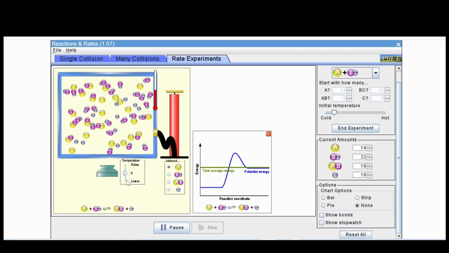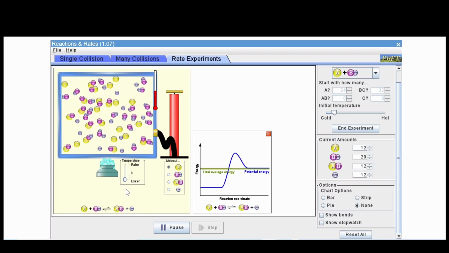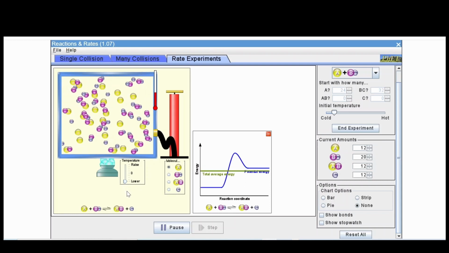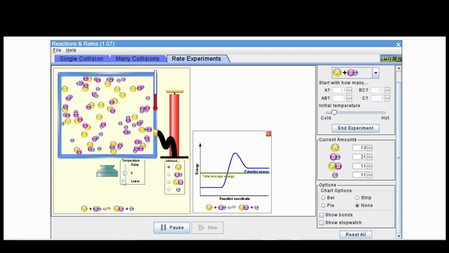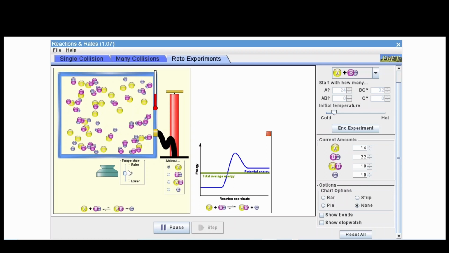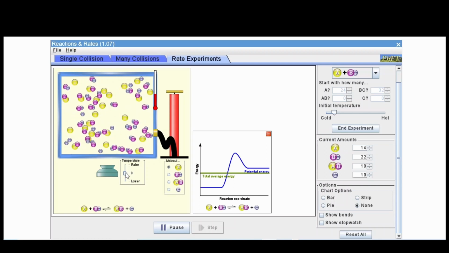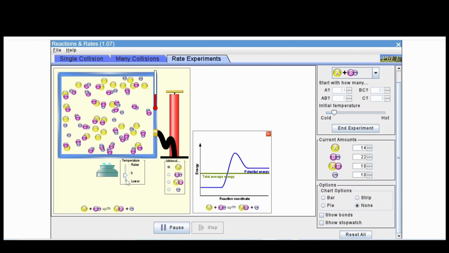And of course how these three, the frequency, energy, and the orientation of the particles, are affected by the 6 factors previously mentioned: the concentration, pressure, temperature, catalyst, surface area, and the nature of reactants. And of course, how all these therefore affect the rate of chemical reactions.